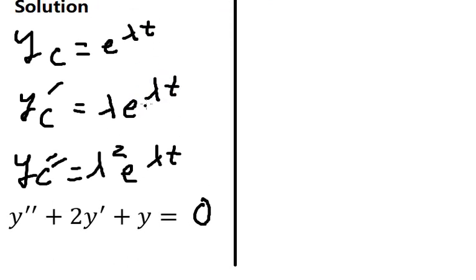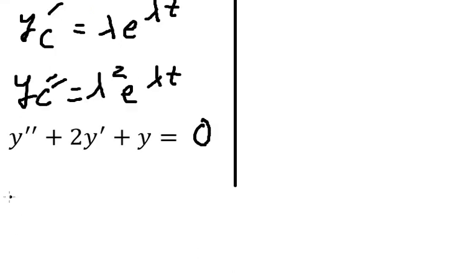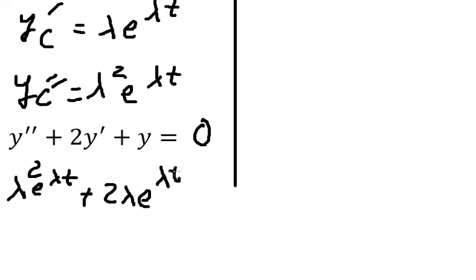Now we have yc, so we put this one in here, the first derivative in here, and the second derivative in here. So we have lambda squared e to the power of lambda t plus 2, because we have number 2 in here, lambda e to the power of lambda t plus e to the power of lambda t equals number 0.